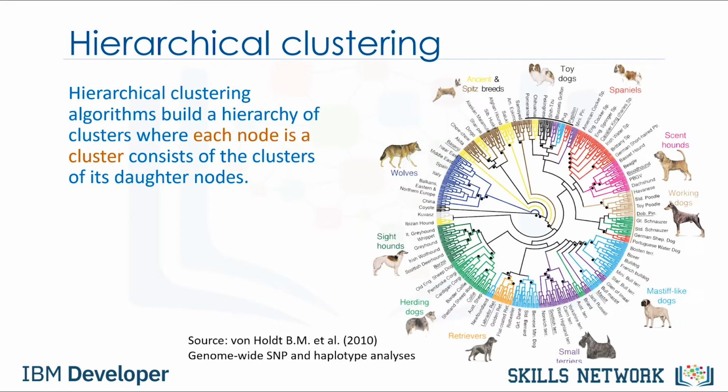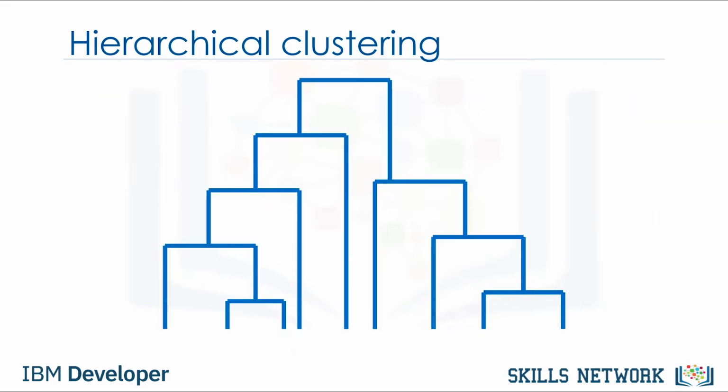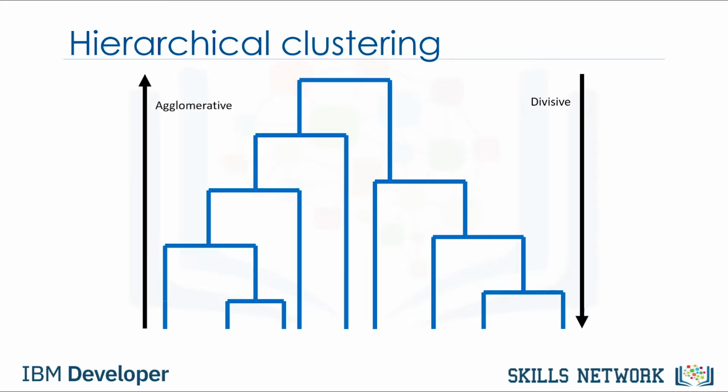Hierarchical clustering algorithms build a hierarchy of clusters where each node is a cluster consisting of the clusters of its daughter nodes. Strategies for hierarchical clustering generally fall into two types, divisive and agglomerative. Divisive is top-down, so you start with all observations in a large cluster and break it down into smaller pieces. Think about divisive as dividing the cluster.